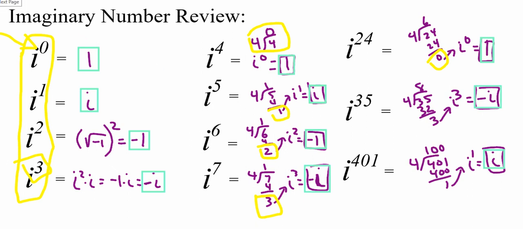And so it's really important that you just remember this pattern. 1, i, -1, -i. 1, i, -1, -i.